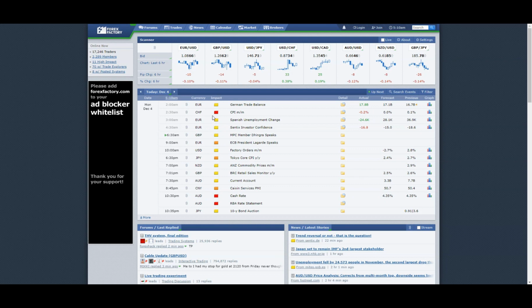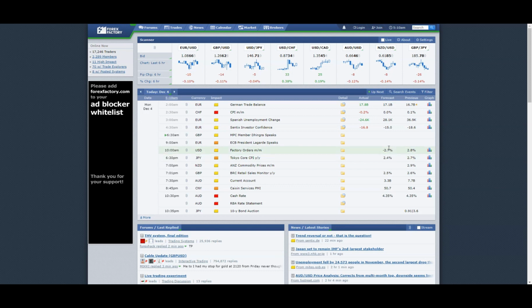Okay, so I just want to show you an example. How the market moves normally is they forecast a certain number. They have the previous number, either from the previous month or week or year. For example, this 2.8%, it's factory orders month on month. So last month it was 2.8%. Now they have forecasted it to be minus 2.7%.